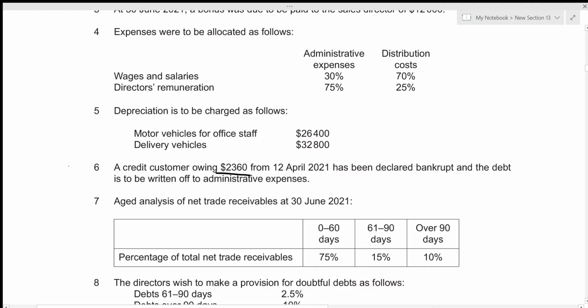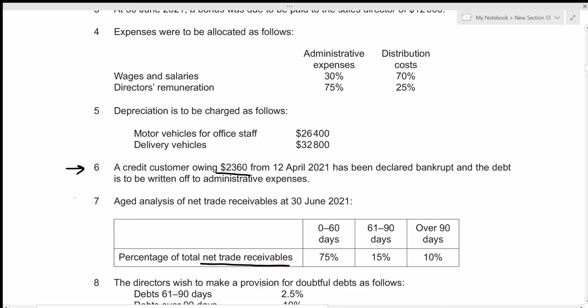So this is information that we need to consider. Then we have the age analysis of trade receivables at 30 June 2021. Out of the total net trade receivables, which is just the value we get after deducting the amount to be written off from the trade receivables balance in the above table, 75% is the net trade receivables of 0 to 60 days, 15% is of 61 to 90 days, and 10% is of over 90 days.